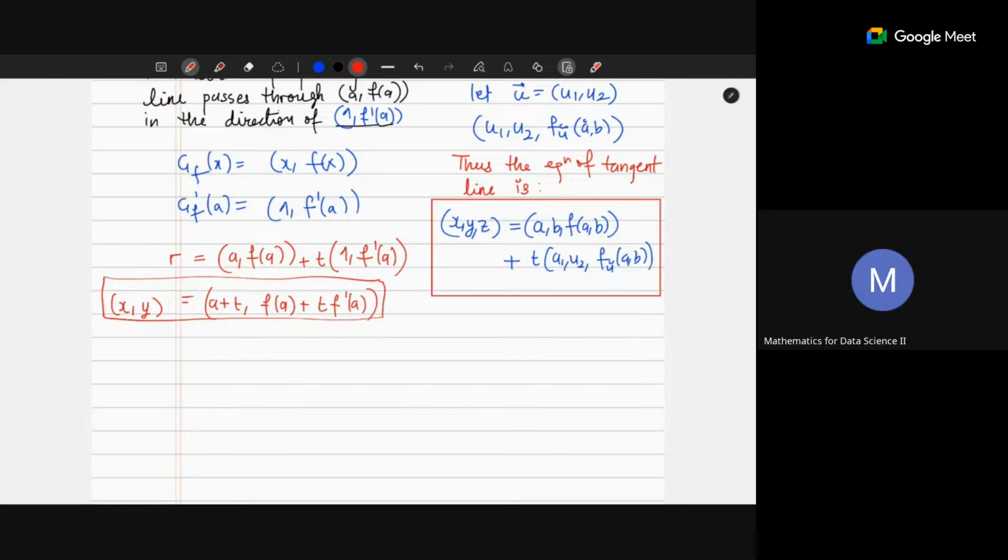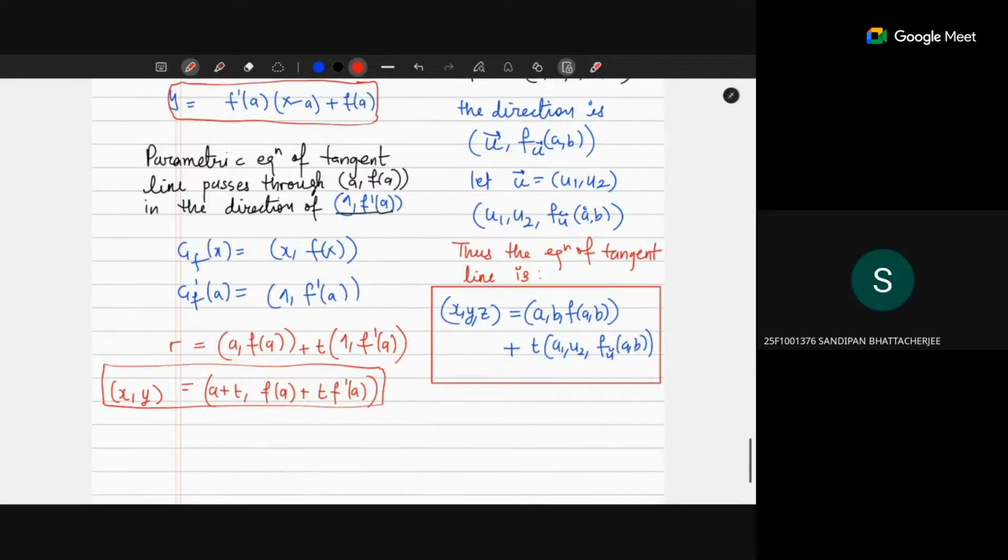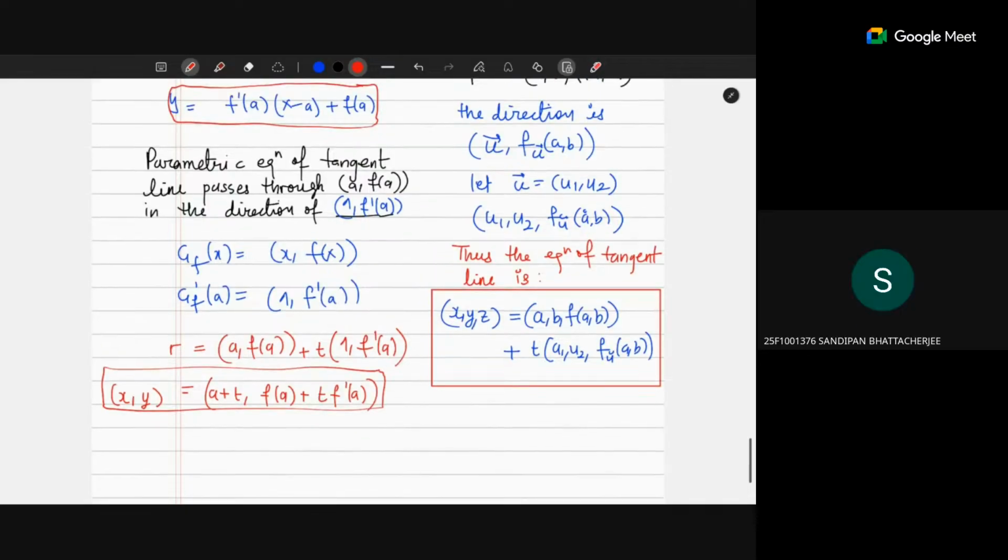Okay. So why is it t times a1, u2 in the second term? u2 is the y coordinate of u. Sorry, it should have been u1, u2, right? Yeah, it is u1, u2. That was a typing error, a writing error. So it is u1, u2.